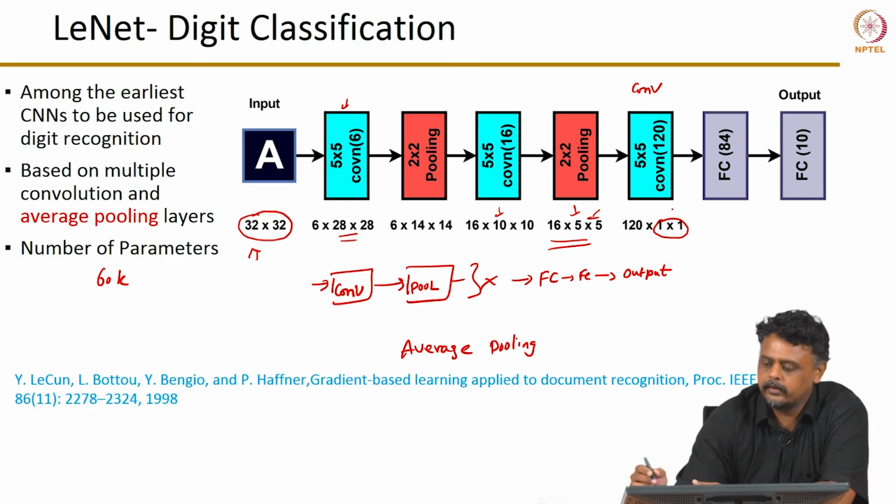Then finally there is a fully connected layer, and then a decision layer or the output layer. You can use softmax here if you want.